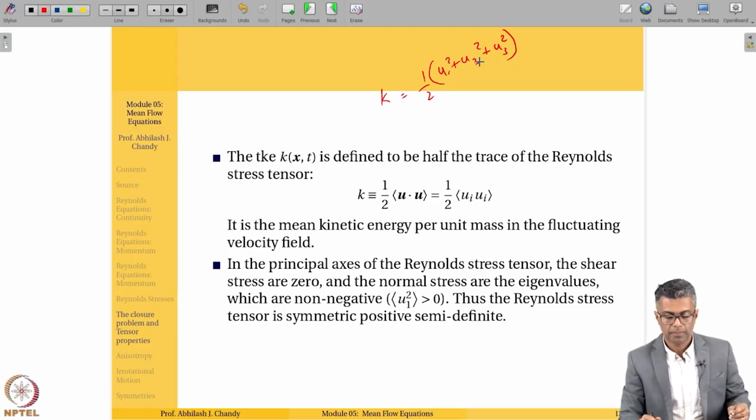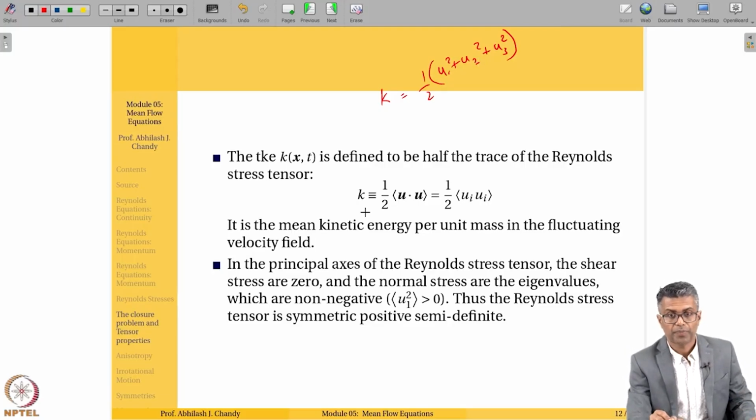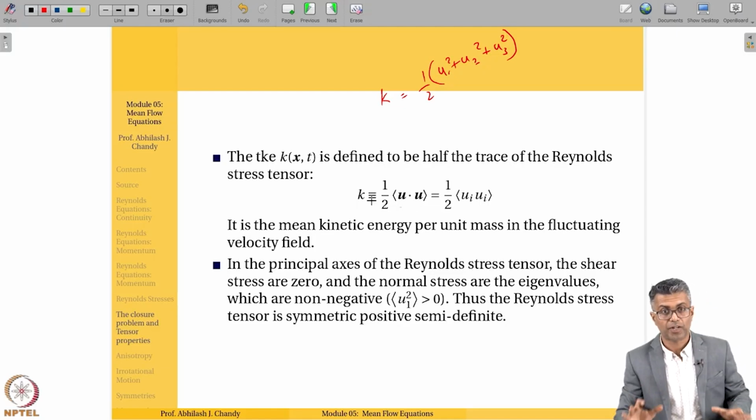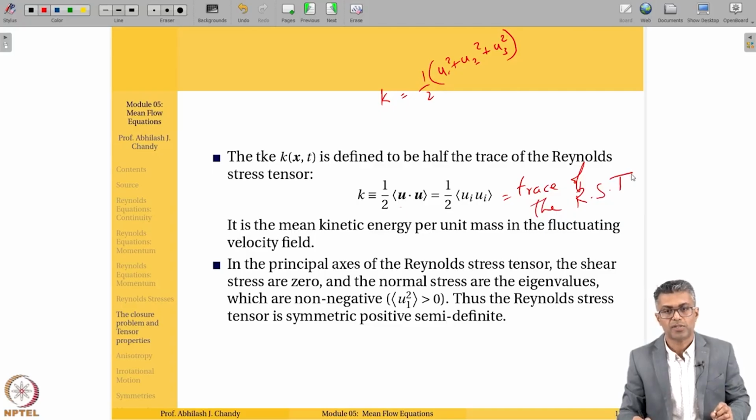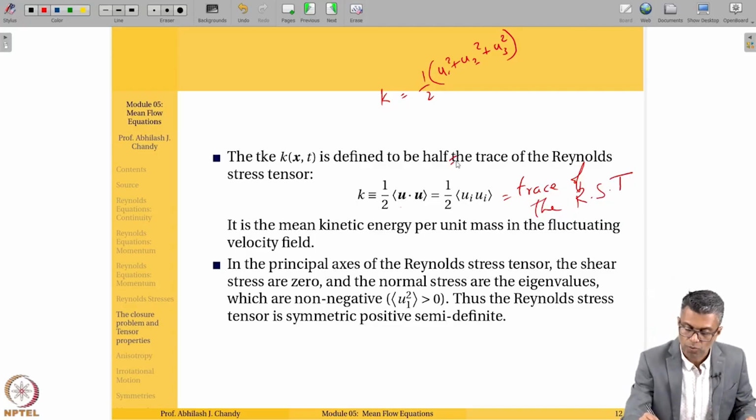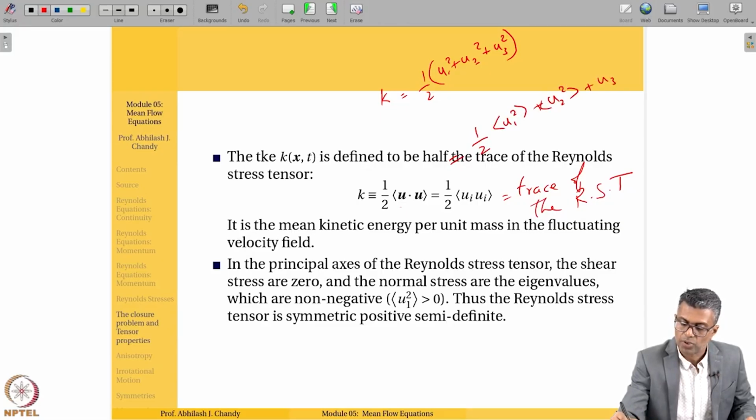In that sense, the turbulent kinetic energy would be half mean U dot U in a turbulent flow. The turbulent kinetic energy is half mean U dot U or UiUi. So this is the trace of the Reynolds stress tensor, isn't it? Because what you have here is half U1 squared mean plus U2 squared mean plus U3 squared mean. That's what you have.